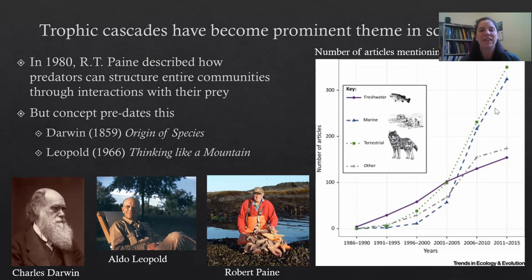And the term trophic cascade came around in the 1980s by an estuarine ecologist known as Robert Paine. He was really the first one in recent times to describe how predators can structure communities, and he's the one that really coined the term trophic cascade. However, the concept of trophic cascade really started much earlier than this.